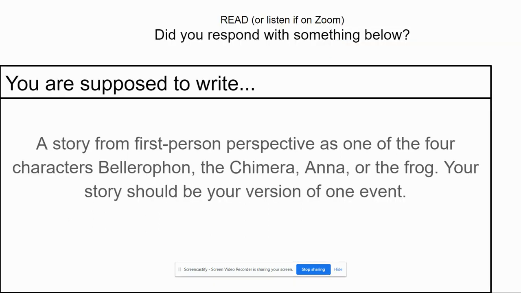You should have thought or come up with something similar to, it tells me to write a story from first-person perspective as one of the four characters, Bellerophon, the Chimera, Anna, or the Frog. And the story should be your version of one event, your version being one of the characters' versions. Think about if there's a conflict or something that happens between two people, one person has their version of the story, the other person involved has their version of the story. So you have to really think about who your character is, what they would have thought, felt, and why they acted the way they acted to write a story from their perspective.